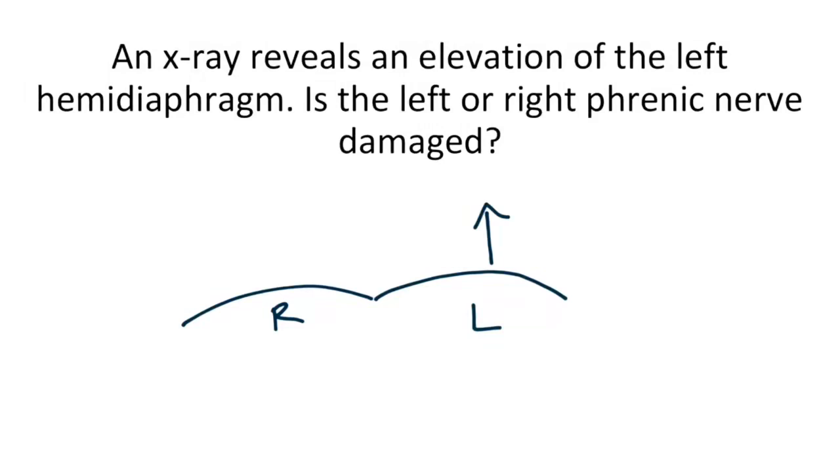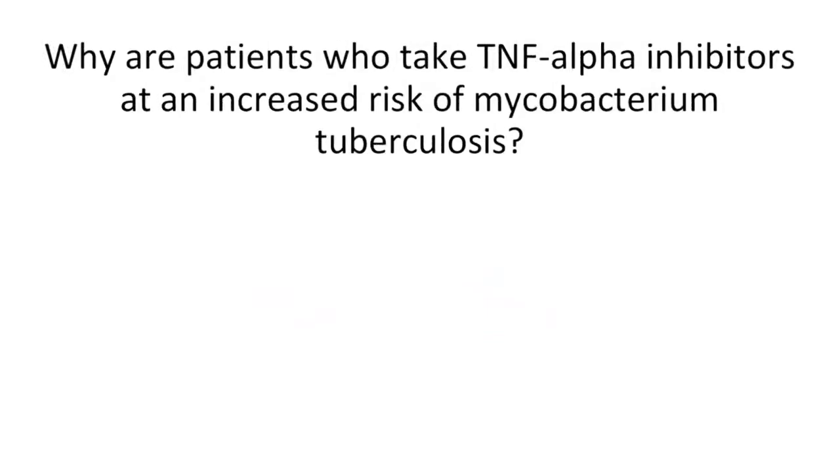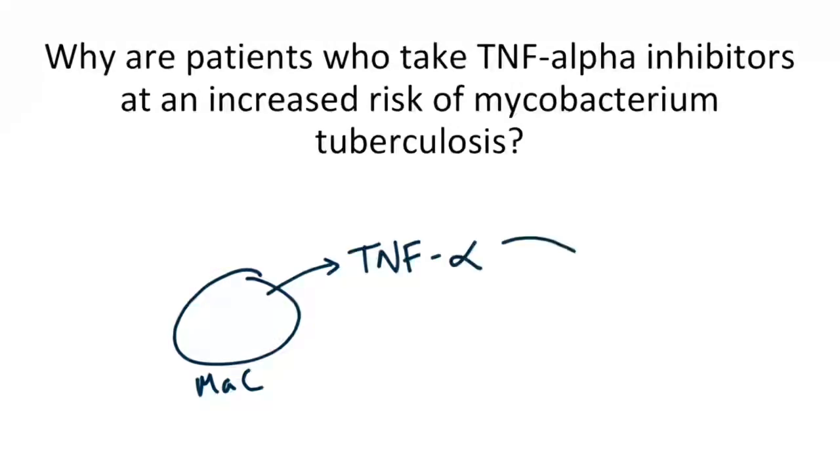Okay, let's do another example. Why are patients who take TNF-alpha inhibitors at an increased risk of Mycobacterium tuberculosis? Recall that TNF-alpha is normally released from macrophages and helps form granulomas. So this will represent the macrophage. It's releasing TNF-alpha, which helps form granulomas.